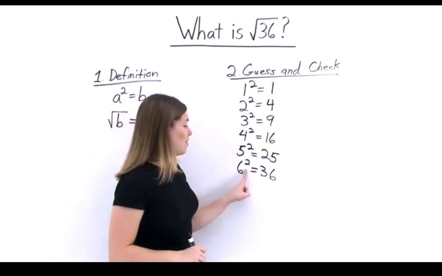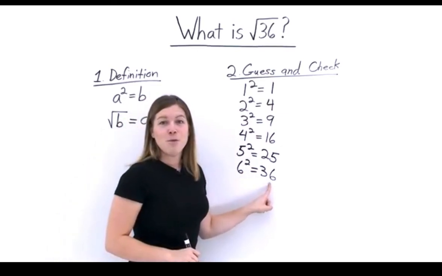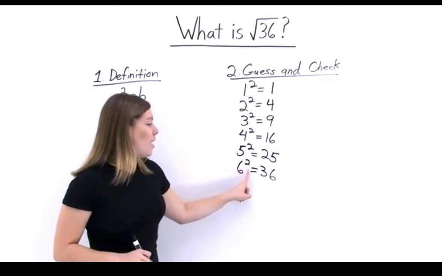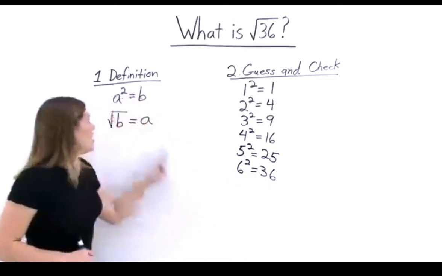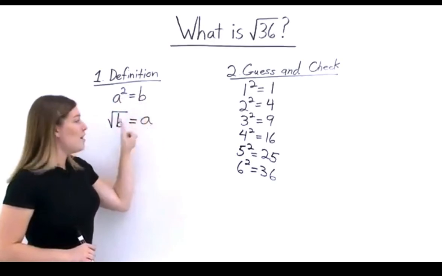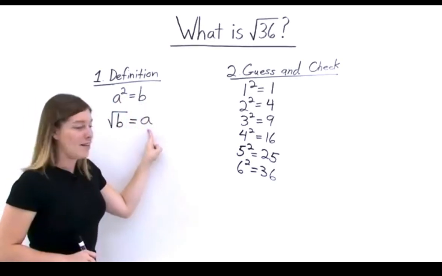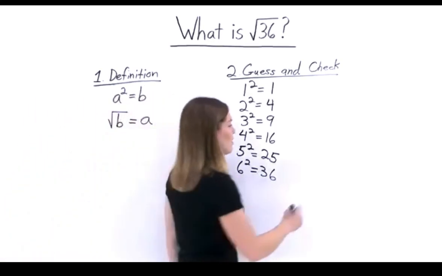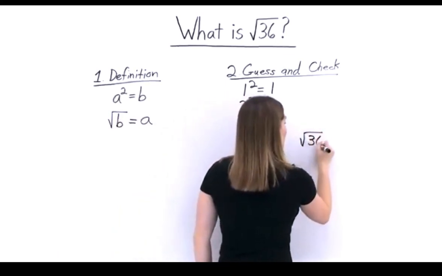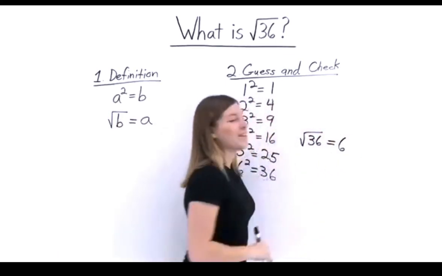So now we have 6 squared equals 36. We have this in the form a squared equals b. And if a squared equals b, then the square root of b equals a. That means if 6 squared equals 36, then the square root of 36 is equal to 6.